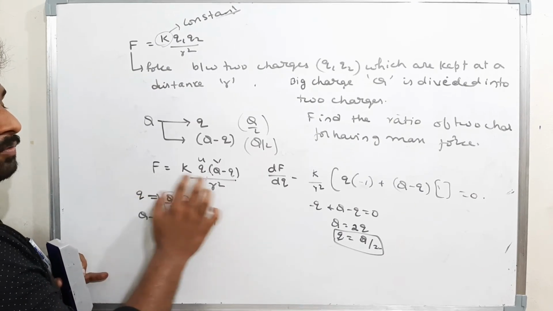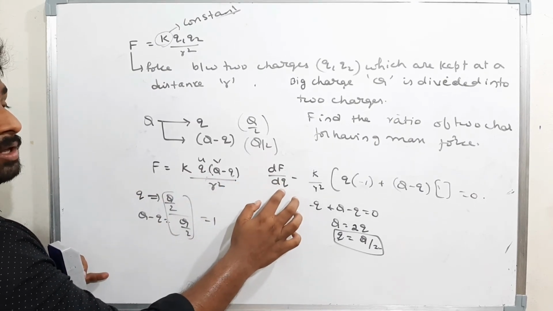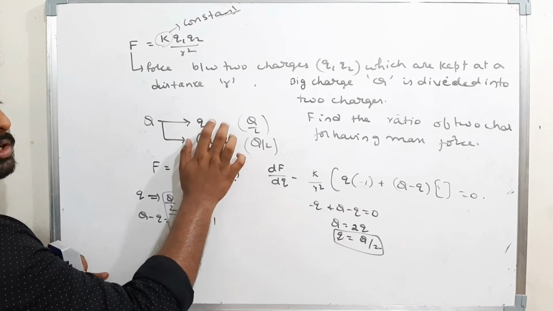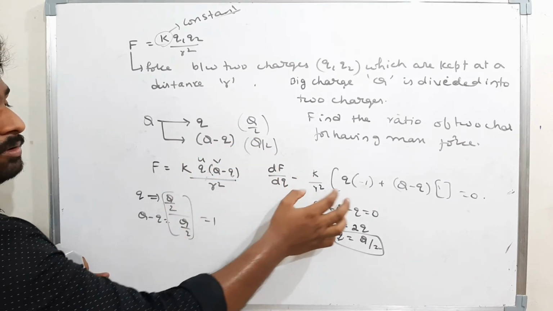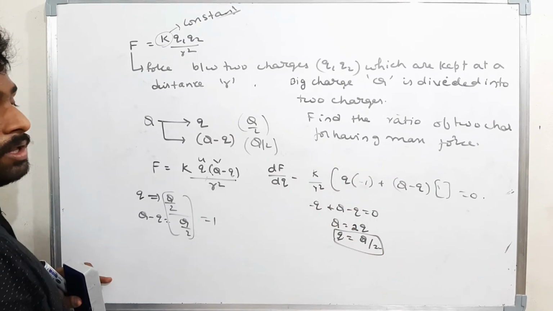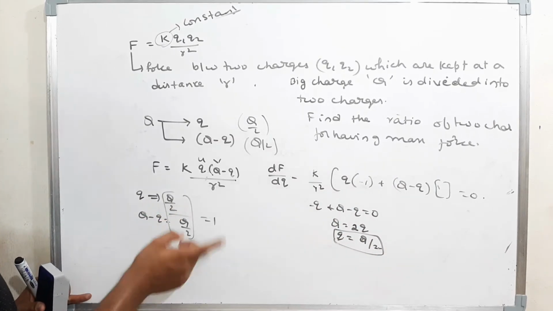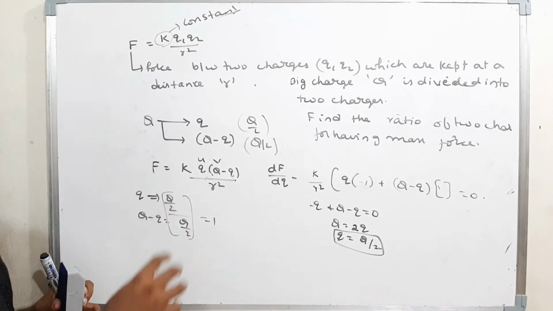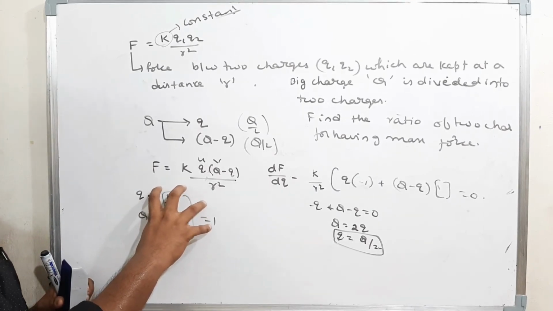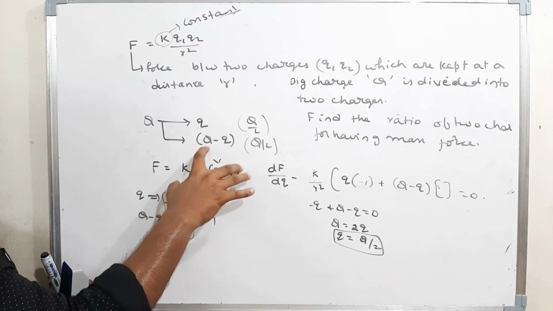Therefore what I have to do is differentiate with respect to charge, because we are going to find the force with respect to charge only. Therefore df by dq, differentiate it, keep it equal to 0. You get q is equal to capital Q by 2. Therefore one charge is q by 2, and the other charge is also q by 2. Therefore when the charge is divided into two exactly equal parts, the force is maximum.